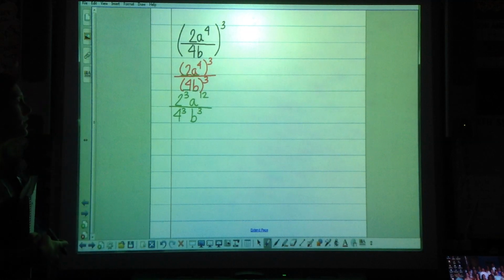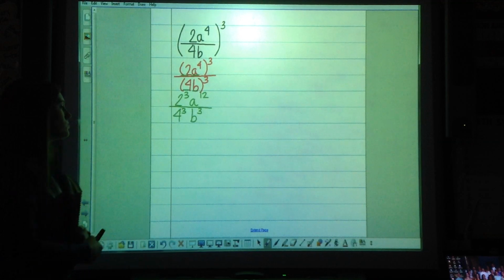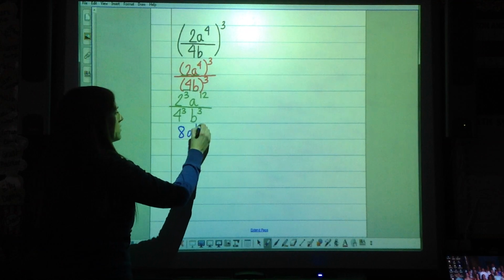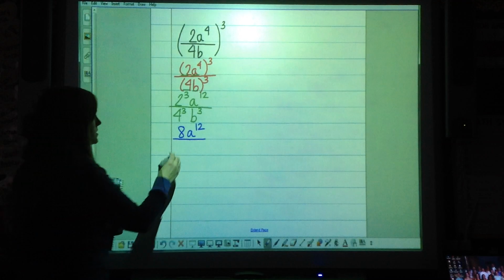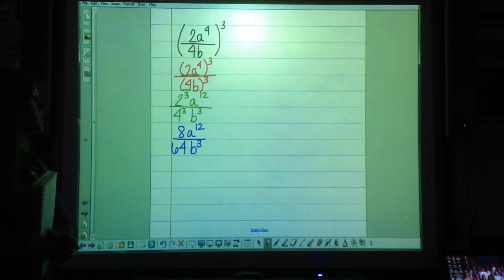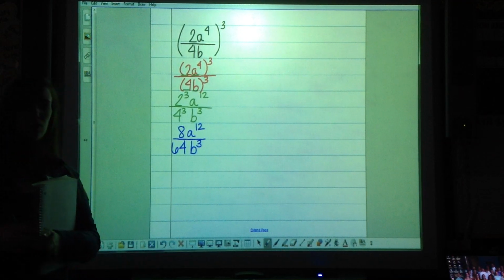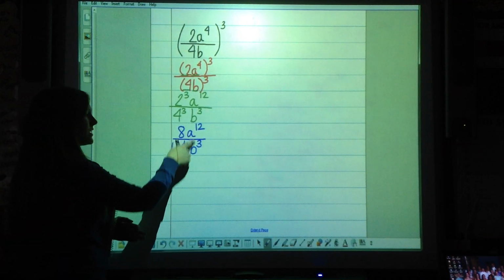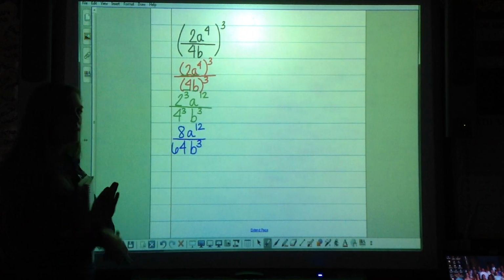We're going to keep rolling here. I can simplify the coefficients out in front, these numbers out in front. So 2 cubed, 2 times 2 is 4 times 2 is 8. And then 4 times 4 is 16, and 16 times 4 is 64. Okay. In this lesson, you might be able to go further. This might be your answer, or you might be able to go further. You can see I'm looking at the variables, that the a and the b are not the same variables, so I cannot subtract their bases or their exponents. So the a and the b are as far as they can go.